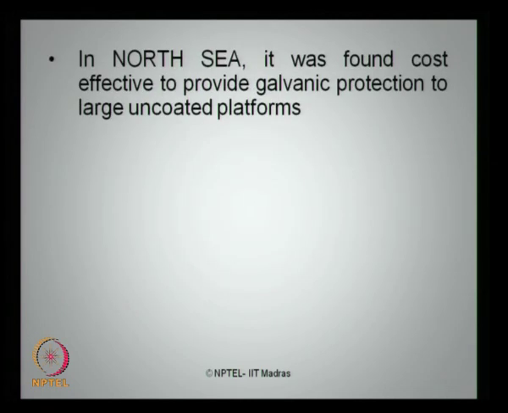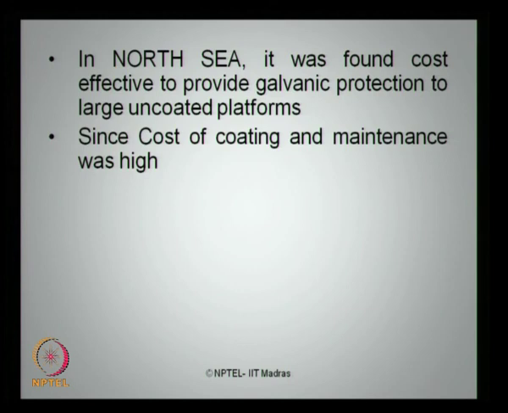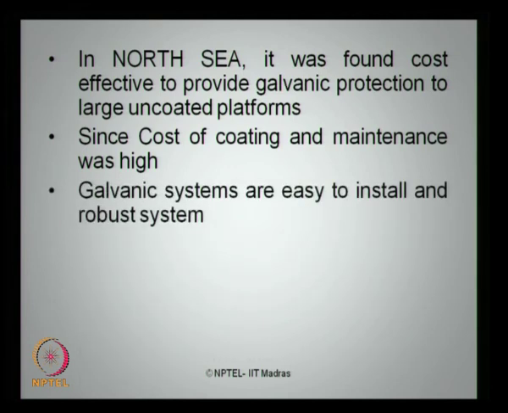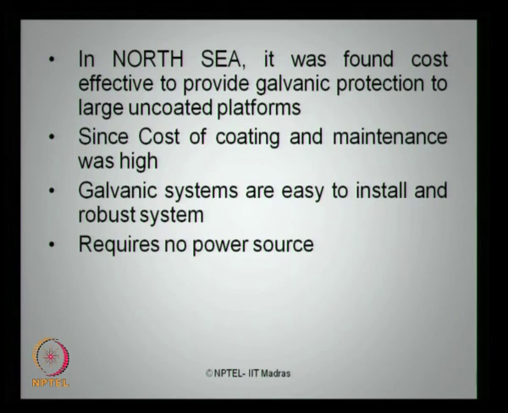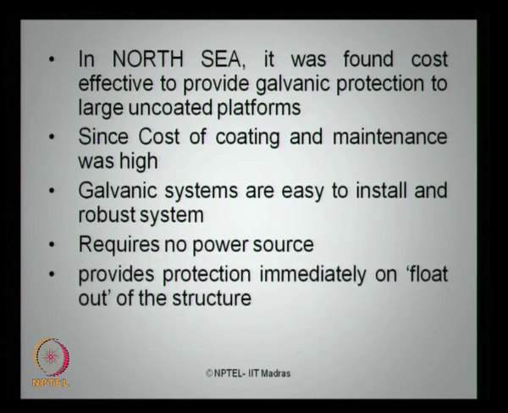In the North Sea, where the maximum number of platforms are deployed, it was found that the cost effective method proved to be galvanic protection for the large uncoated platforms. Since the cost of coating and maintenance was very high, people preferred to use galvanic protection techniques in the Gulf of Mexico or in the North Sea for the majority of the platforms. Galvanic systems are easy to install and are a robust system. They require no external power source, which is considered one of the main advantages of this kind of method. It provides protection immediately on float out of the structure. So corrosion protection by means of galvanic protection is very effective and more or less instantaneous for a structural system.